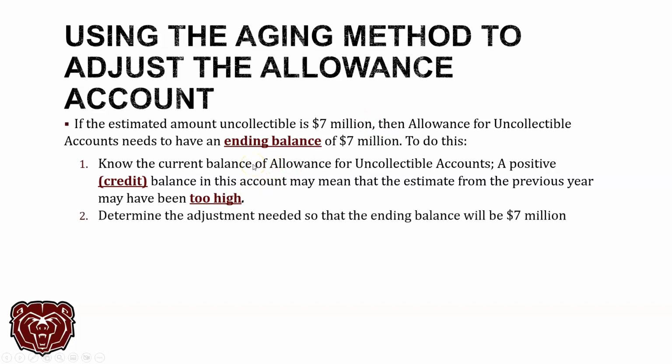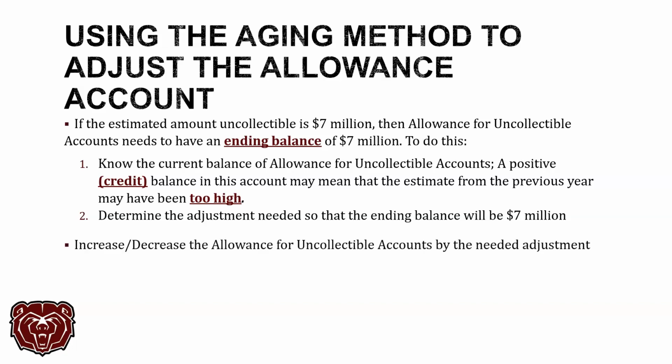So let's determine the adjustment that we need so that the ending balance will be $7 million. So basically this is, if I have a $5 million credit balance in my allowance account, I only need to add X amount of dollars to get it to $7 million. In that case, it would be $2 million. So our adjustment would be $2 million, okay? So you're going to increase or decrease the allowance for uncollectible accounts by that needed adjustment amount.